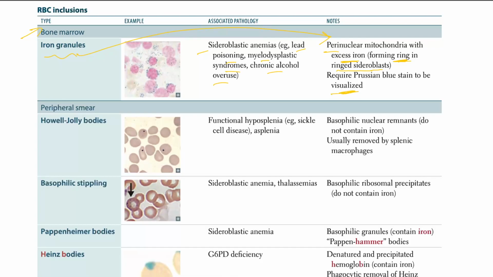Prussian blue stain. In the peripheral smear, you will have Howell-Jolly bodies. They are associated with functional hyposplenia, for example sickle cell disease, or asplenia. Again, these are basophilic nuclear remnants. They do not have iron. Usually they are removed by splenic macrophages, but when you have asplenia or a nonfunctional spleen, they cannot be removed by the splenic macrophages, leading to formation of Howell-Jolly bodies.